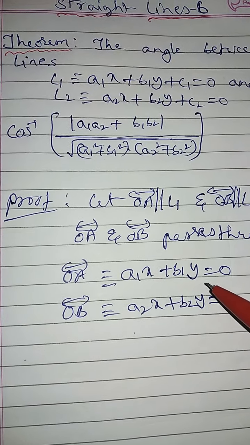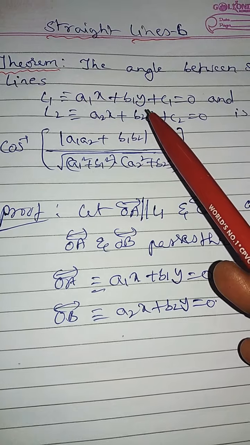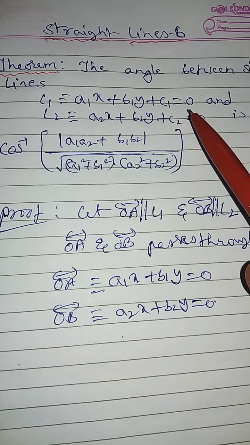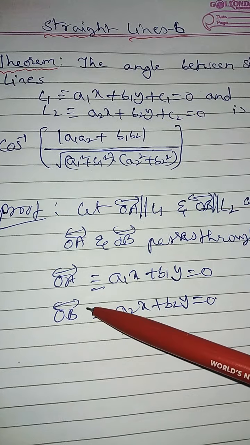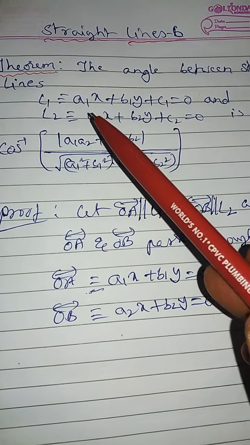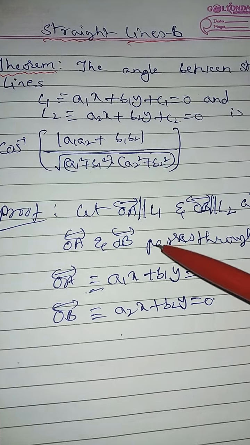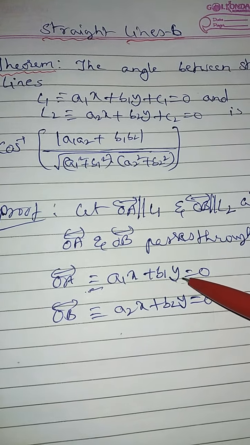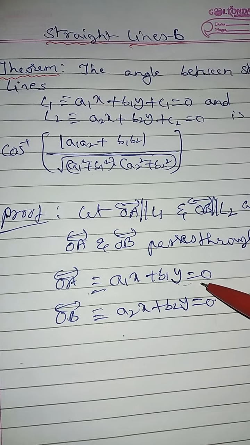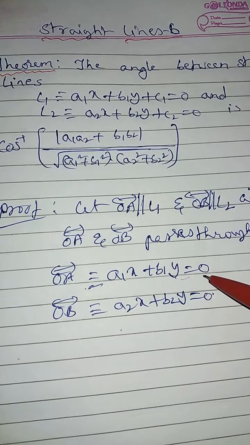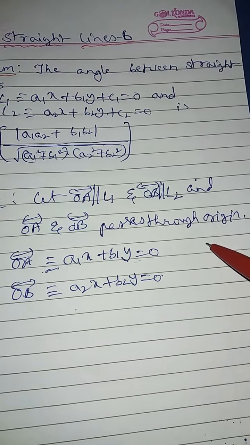Why am I removing the constant? Because L1 is a1x + b1y + c1 = 0. When there is a constant, this line does not pass through the origin. I have selected a line OA which is parallel to L1. And when it passes through the origin, the slopes are equal. So the x coefficient and y coefficient do not change. Only the constant changes. So I am removing the constant because it passes through the origin.